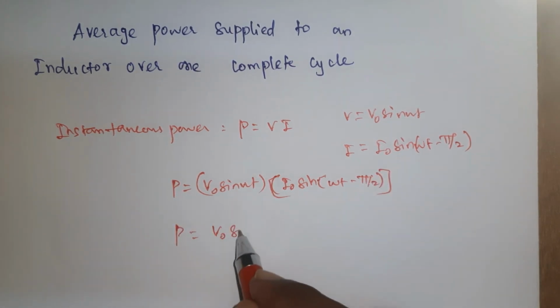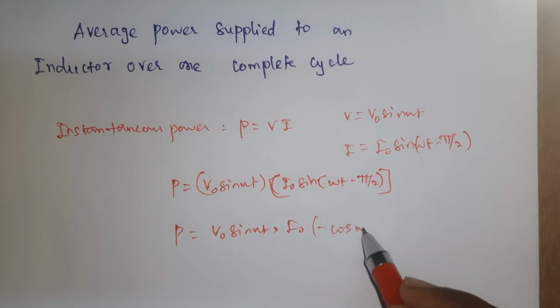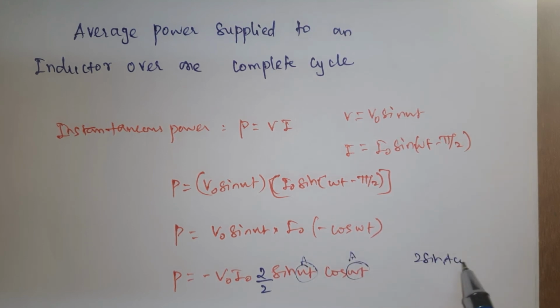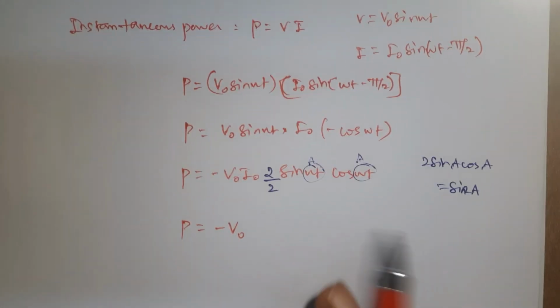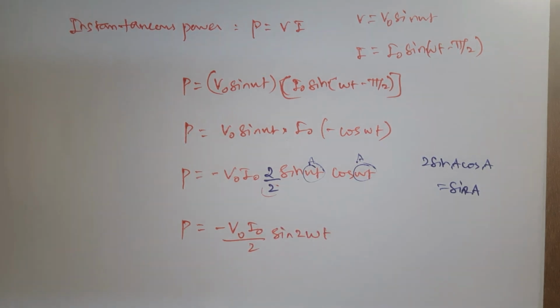So P is equal to V naught sine omega t into I naught. We know that sine omega t minus pi by 2 is nothing but minus cos omega t. Then P is equal to minus V naught I naught, taken in front, sine omega t into cos omega t. For convenience, to use the trigonometric identities, multiply by 2 by 2. This is like 2 sin A cos A, and 2 sin A cos A is equal to sin 2A. So we are going to use this: P equals minus V naught I naught by 2 sine 2 omega t.